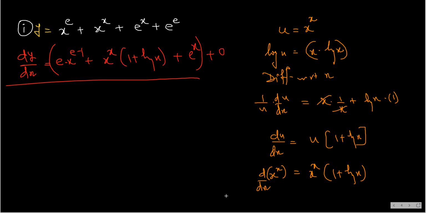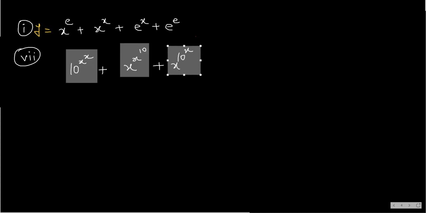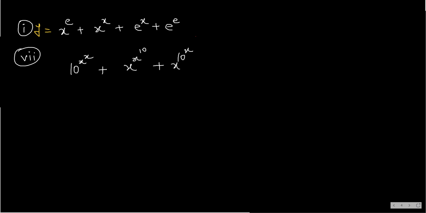Now I take the next question. This is sub question 7 from the same exercise and same second question. Here I have to differentiate 10 raised to x raised to x plus x raised to x raised to 10 plus x raised to 10 raised to x. As usual, the first step is to consider all this to be y. Then I write this as u, this as v, and this as w. So u equals 10 raised to x raised to x.